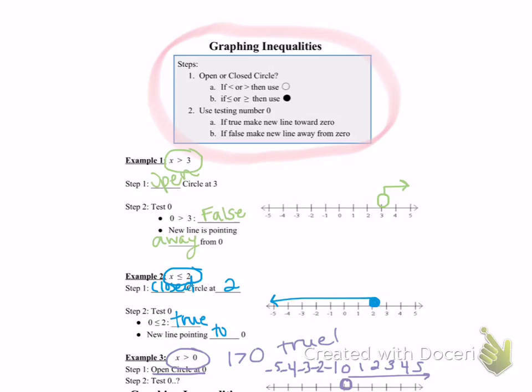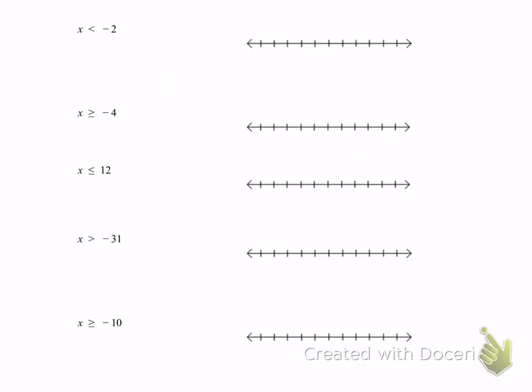Let's keep going and try a couple more. I'm not going to have guided notes for the next couple just because I want us to start getting the hang of it. So let's see, our next one. We've got x is less than -2. So first step, you have to determine open or closed circle. This one does not have a line under it, so we're going to have an open circle at -2.